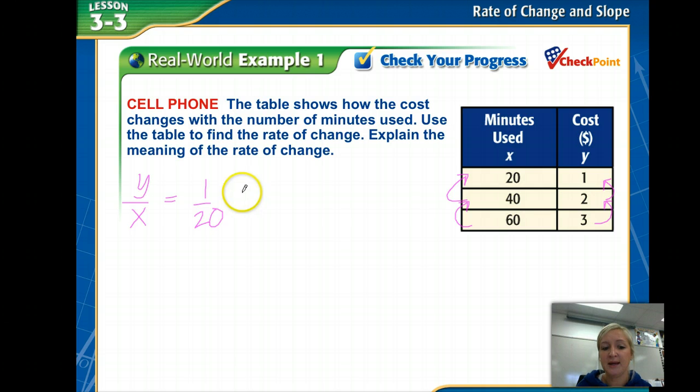Well, what does that mean? It means that for every dollar, it represents 20 minutes of talk time. And this graph is going up by a constant speed. So I could assume that 4 hours would represent 80 minutes used. I'm sorry, $4 would represent 80 minutes used. And $5 would represent 100 minutes used. So this is the answer for the rate of change for the table shown.